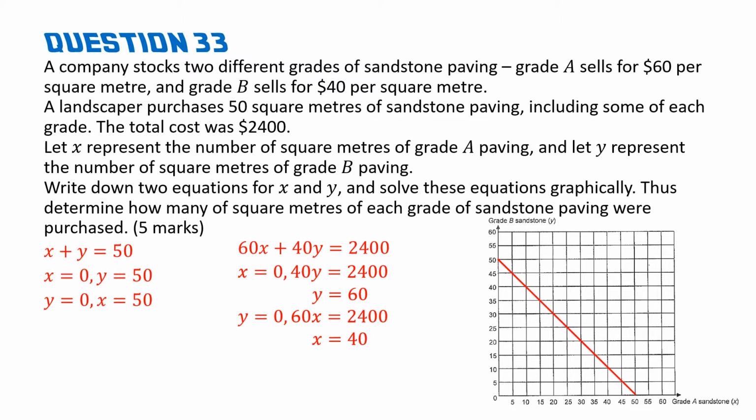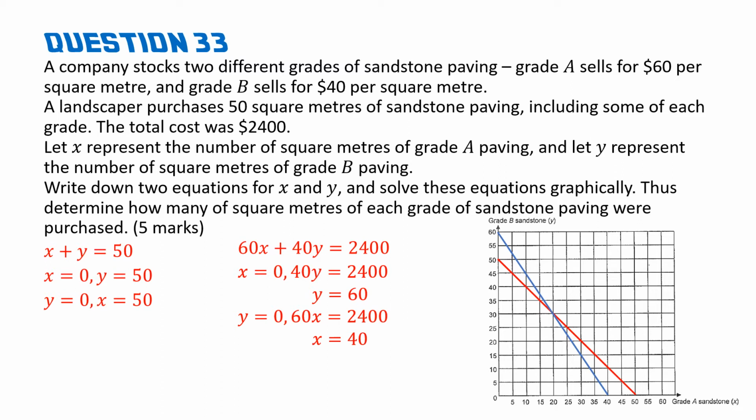So again, I want to mark those 2 points on my graph and then connect them up with a line. And we get that blue line there. It runs from (0, 60) at the top all the way down to (40, 0) at the bottom. So we want to find graphically the solution to those two equations. What does that mean? Where do the two lines cross?